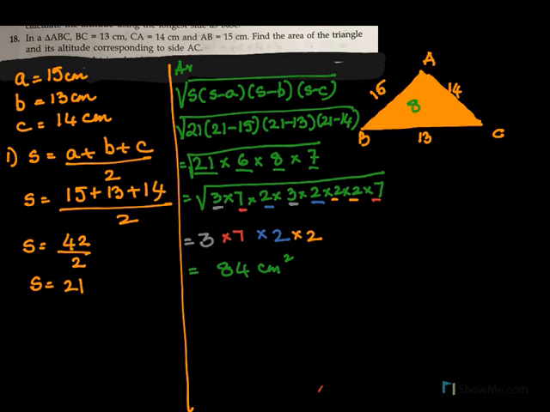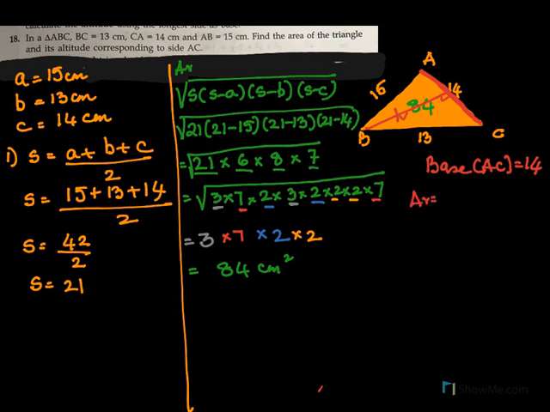So this is 84. Now we've got to find the altitude on AC. So we have to take the base as AC. So this is our AC here. So our base is AC, which is equal to 14. And we need to find the altitude. This height H we need to find on AC.